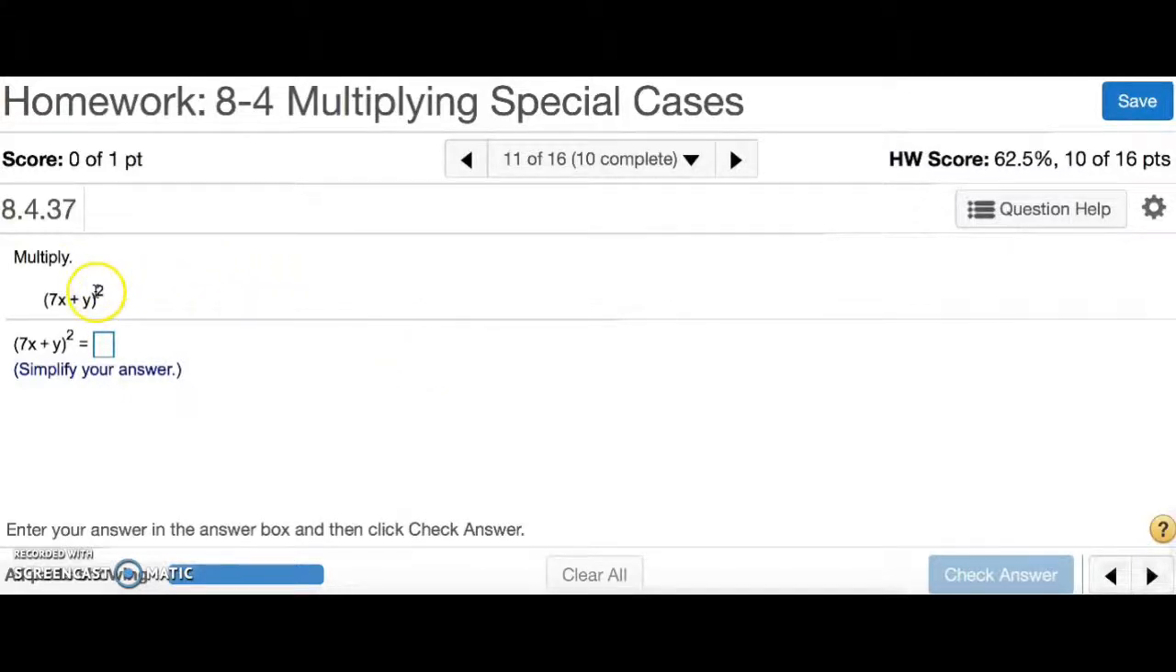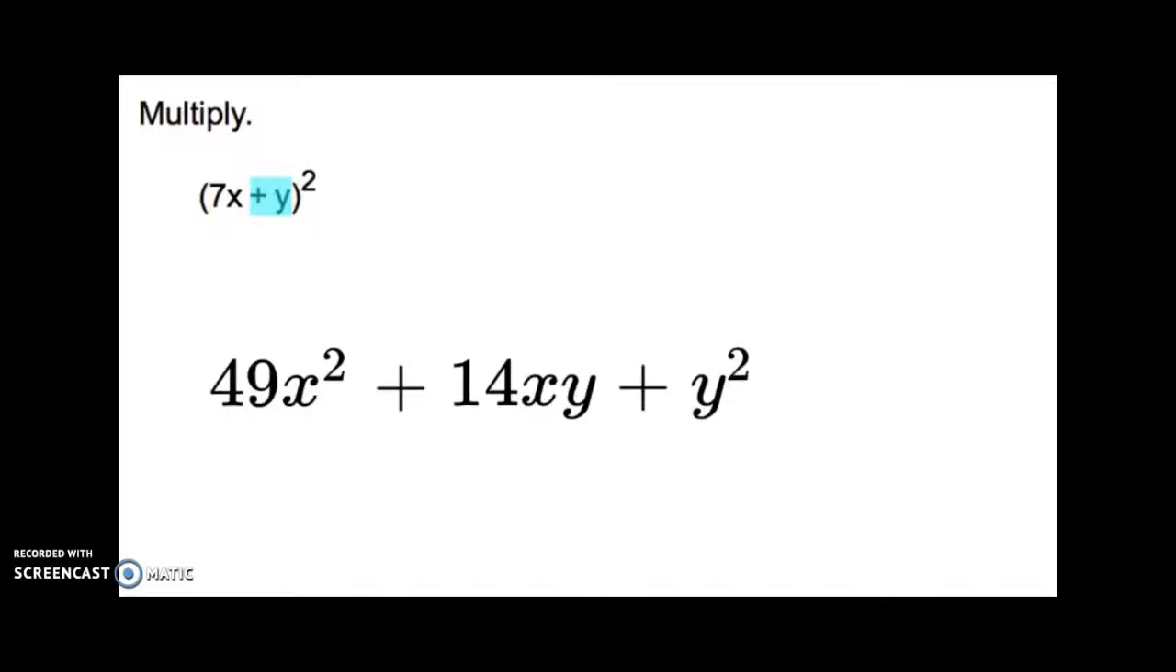Number 11, it says to multiply. So let's take a look at it. When we have a binomial being squared, the shortcut is square the first term. So 7x being squared is 49x squared. Then you multiply the two terms together and double it. So we'll have 7x times y, which is 7xy, doubled is 14xy. Then we square the last term and we get y squared. So my answer is going to be 49x squared plus 14xy plus y squared.